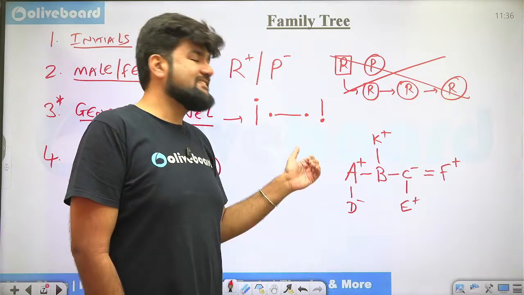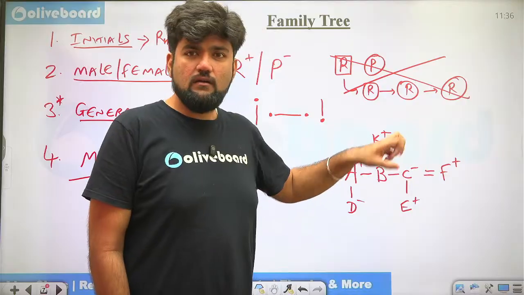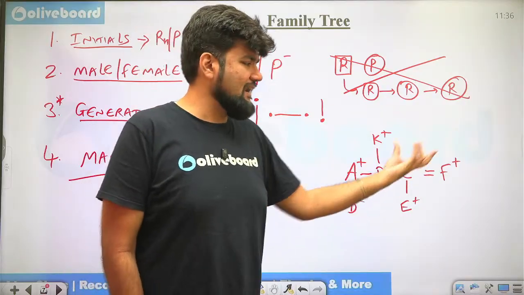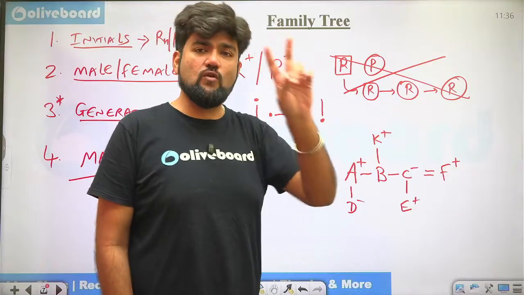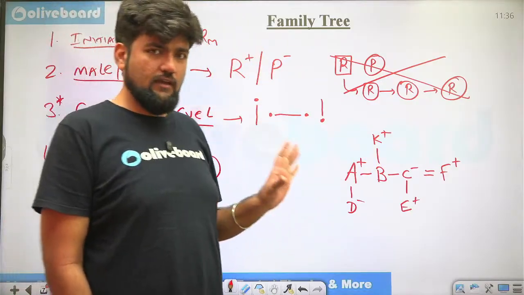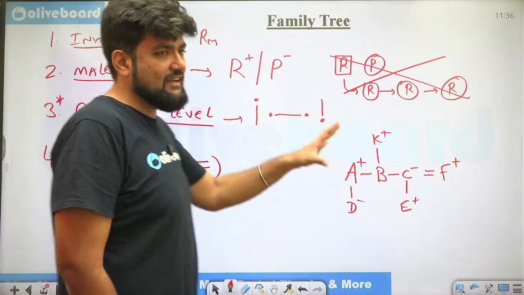So you will not see same-sex marriages here. You will always see a normal couple, so a female and a male, right? A regular couple. And similarly, you will not see multiple genders. You will only see 2 genders, male and female. Okay. So understand that from the exam perspective. So if C is a female, F definitely has to be a male.